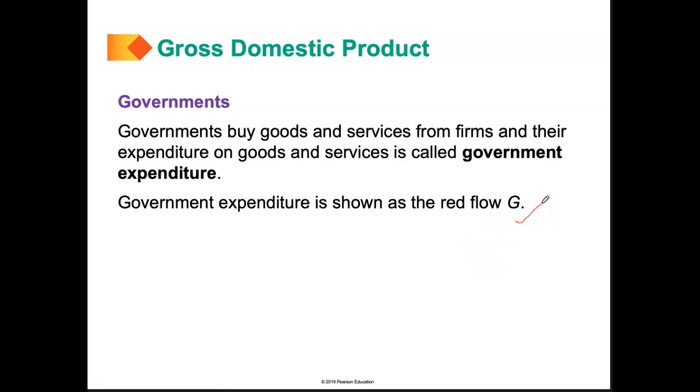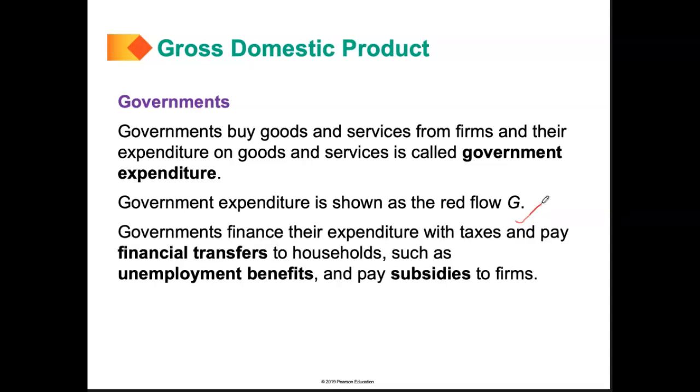So, for example, if the government goes to Lockheed Martin to buy some military equipment, that's an example of government expenditure. If the government goes to Boeing to buy some planes, that is also government expenditure. Government expenditure is when the government purchases a good or a service and in return gets something back.